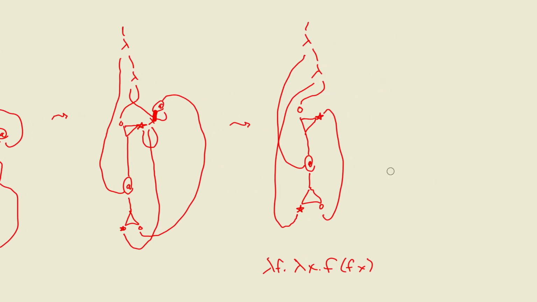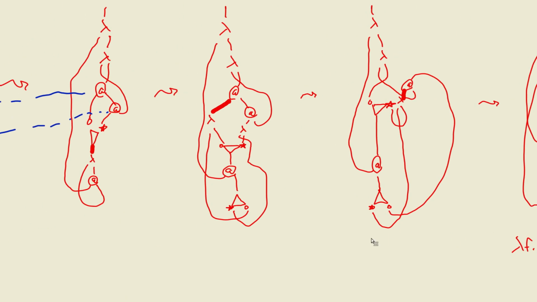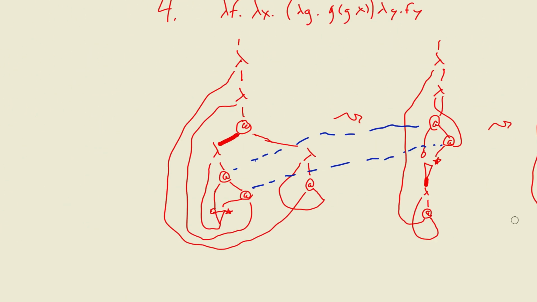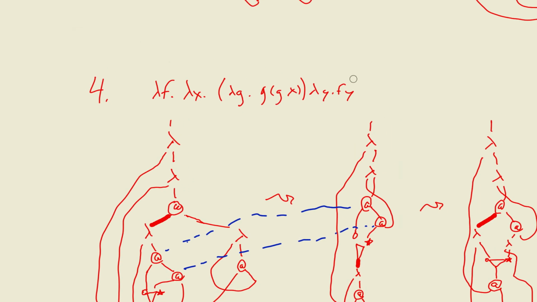And now you have something that represents Church encoded 2. What did we start with here? It was something pretty much like that. Yeah, just take basically F and put it down here twice.